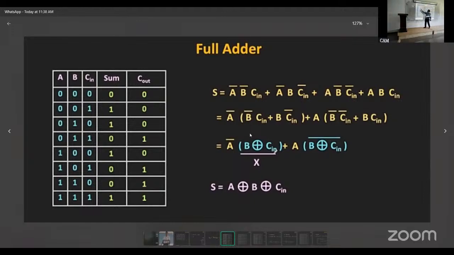So 0 plus 0 plus 0 is 0. 0 plus 0 plus 1 is 1. 0 plus 1 plus 1, so it is 0 and carry 1. 1 plus 1, how much? 0 and carry 1. Wherever two ones are there, we'll get a 0 and 1. Wherever three ones are there, we will get a 1 and 1. Okay. Now this is the truth table for the full adder circuit.